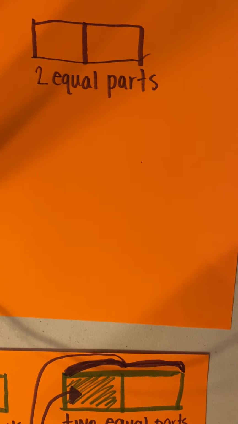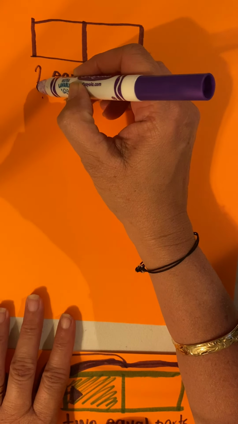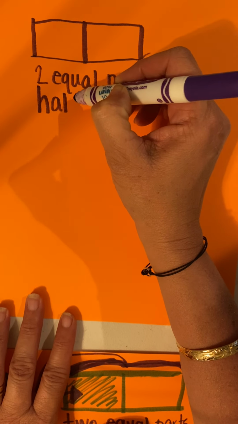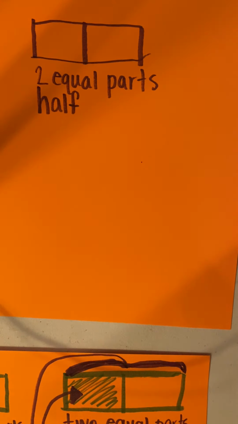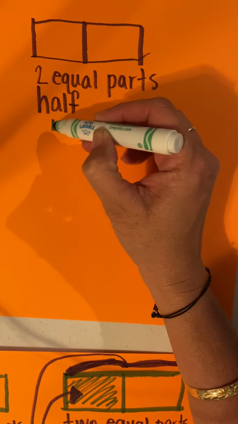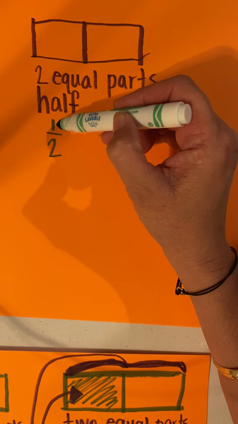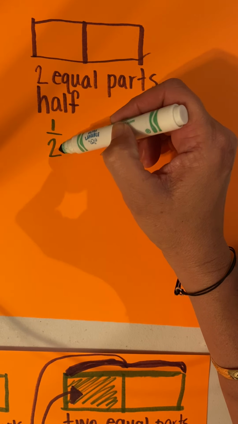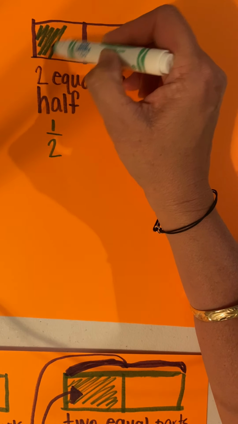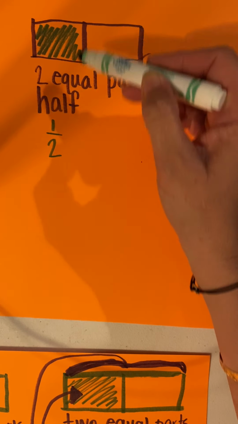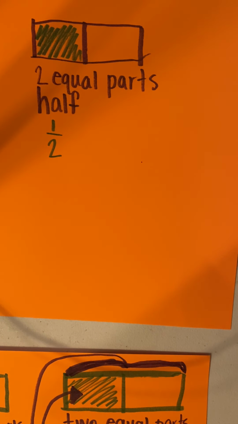What is the fraction word for 2? Write it on your paper. It is a half. Pause if you need to get caught up. I'm going to shade in 1/2 of my rectangle. The part that I want to shade in is only one of the 2 parts. So let's shade in this part. Half of my rectangle is shaded green. Your turn.